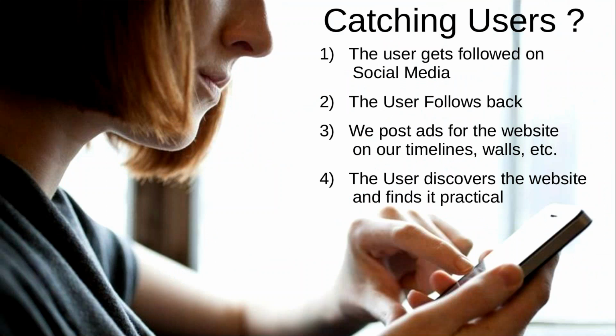So how does the hiking calendar catch its users? Basically, the system is quite easy. It takes 4 steps. Number 1, the user gets followed on social media. In fact, we have some robots running on social media collecting new followers. Then the user follows back on the social media. Then we post ads for the websites on our social media timelines or walls. And at the end, the user discovers the website and finds it practical, because it definitely is.